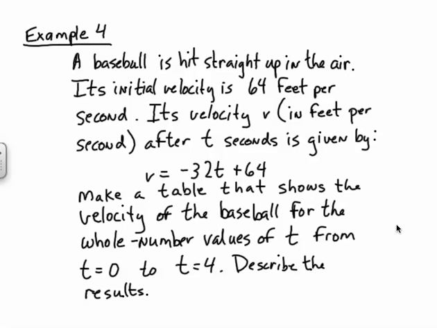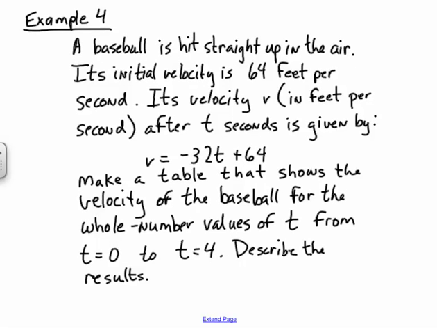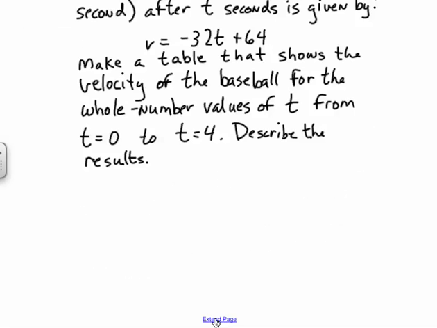64. Okay? It says make a table that shows the velocity of the baseball for the whole number values of t from t equals 0 to t equals 4. Describe the results. Okay? Well, let's do this. Let's give ourselves a little bit more room here. And I am going to make a table. Alright, like this.